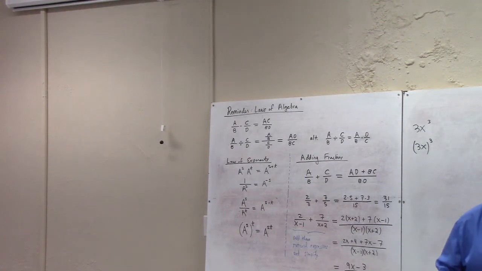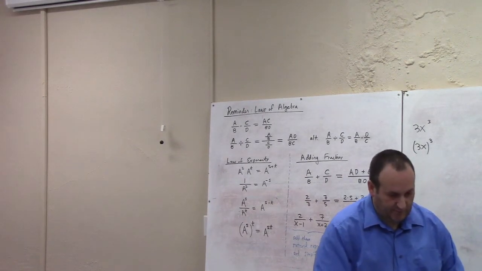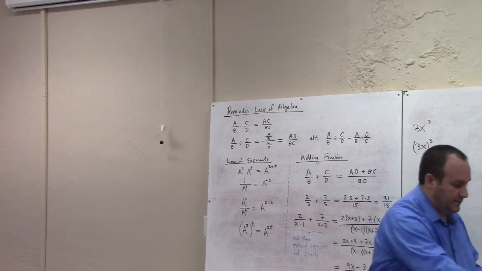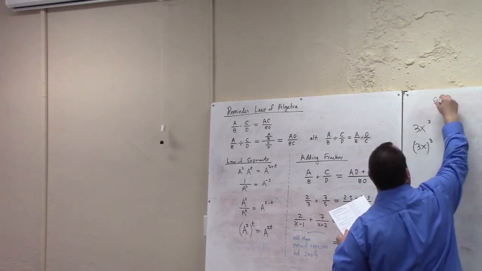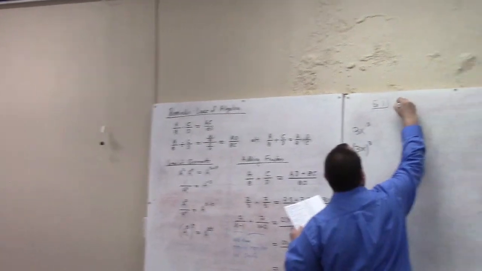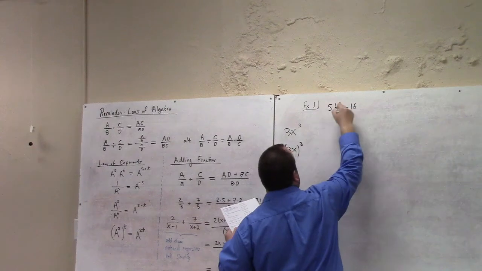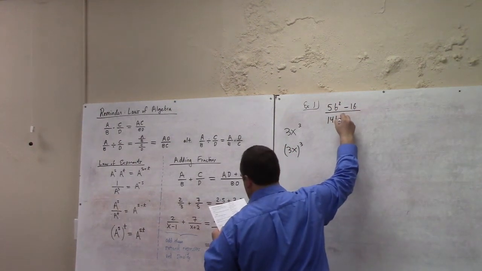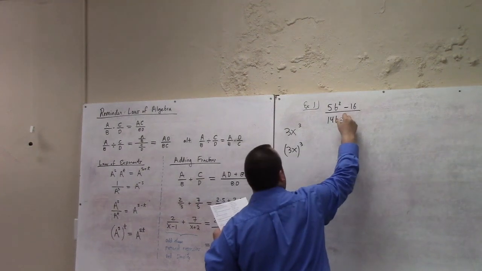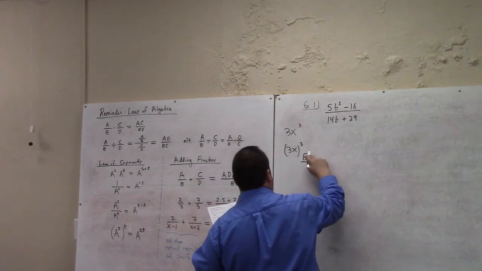So the question is, find all numbers for which the rational expression is not defined. And the rational expression in play here is (5b squared minus 16) divided by (14b plus 29). And I'll go ahead and write exercise 2 up here while I'm at it.